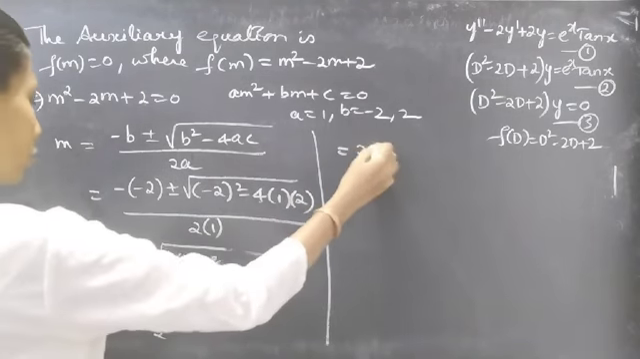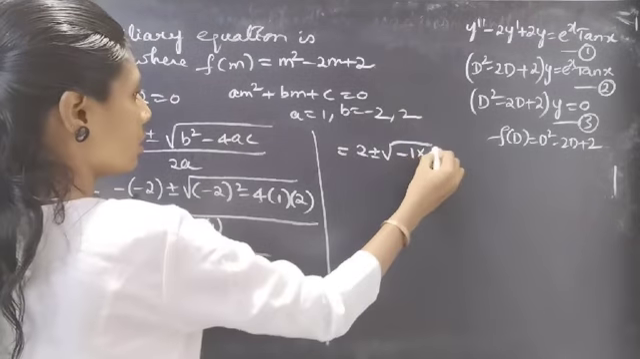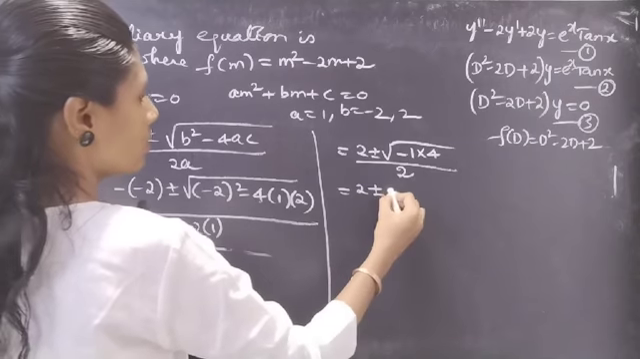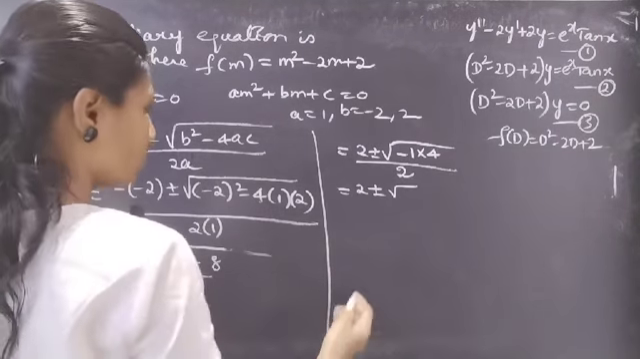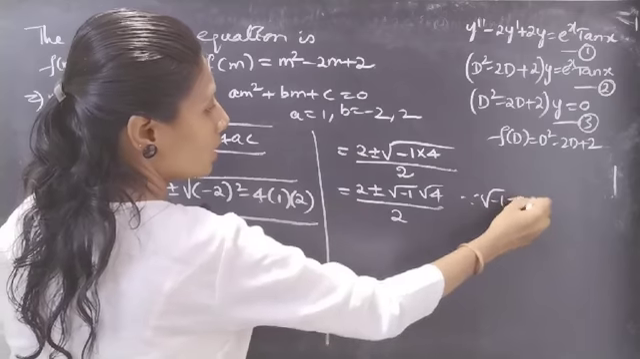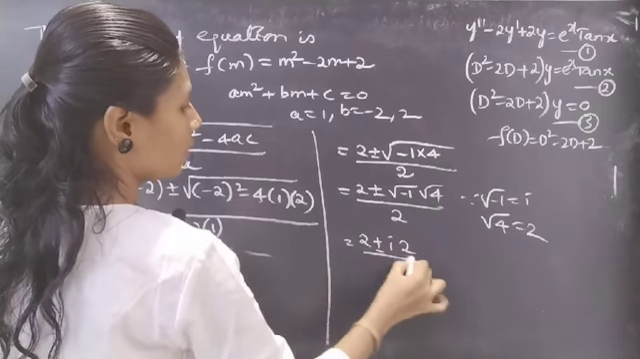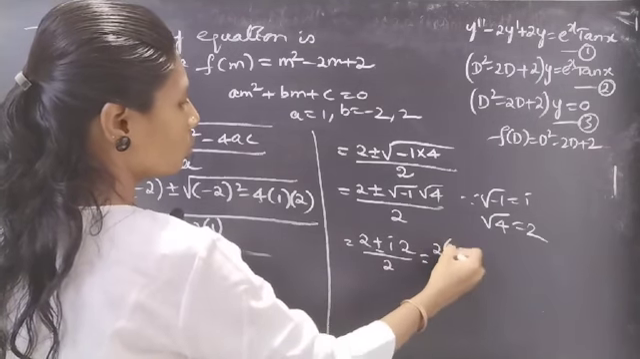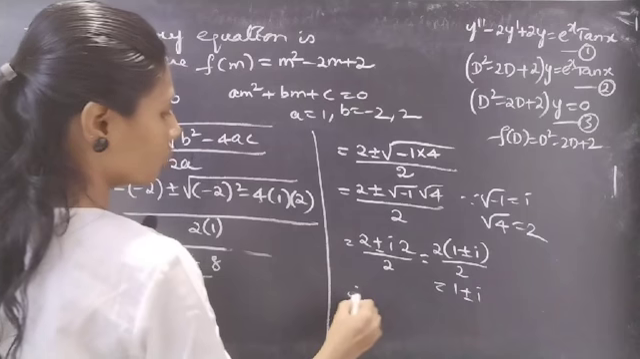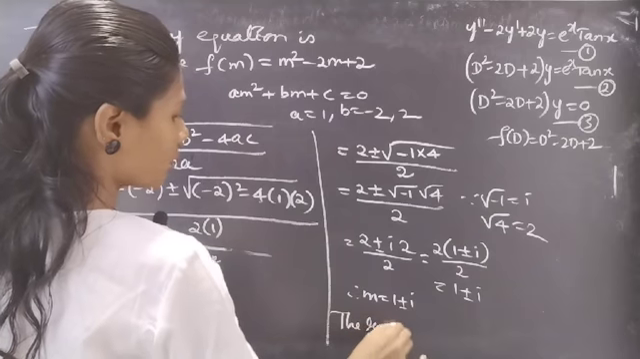We can write minus 4 as minus 1 into 4, so we get 2 plus or minus square root of minus 1 into 4, by 2. Now split the square root of minus 1 into 4 as square root of minus 1 into square root of 4. We know that square root of minus 1 is i and square root of 4 is 2. So we get 2 plus or minus i into 2, by 2. Now take 2 common from the numerator, and we get 2 times (1 plus or minus i), by 2, which equals 1 plus or minus i. Therefore, m equal to 1 plus or minus i. The roots are complex conjugates.